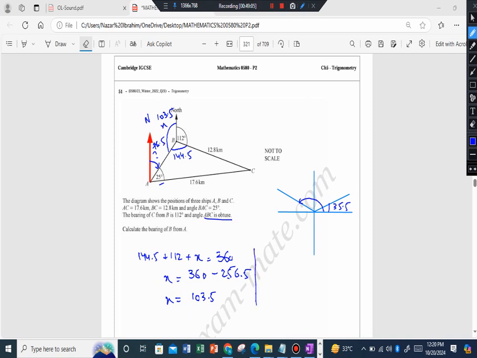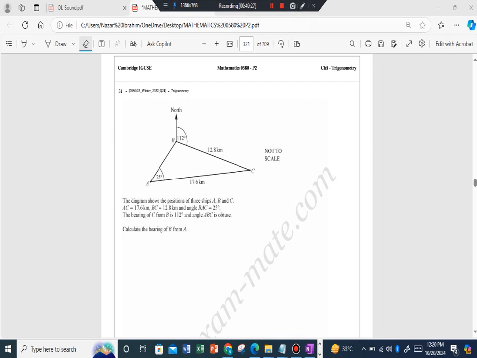It means that 103.5 plus this was x again. So solving it, 180 minus 103.5 is 76.5. Clear? That's about this question. Let's move to the next part. Next question.